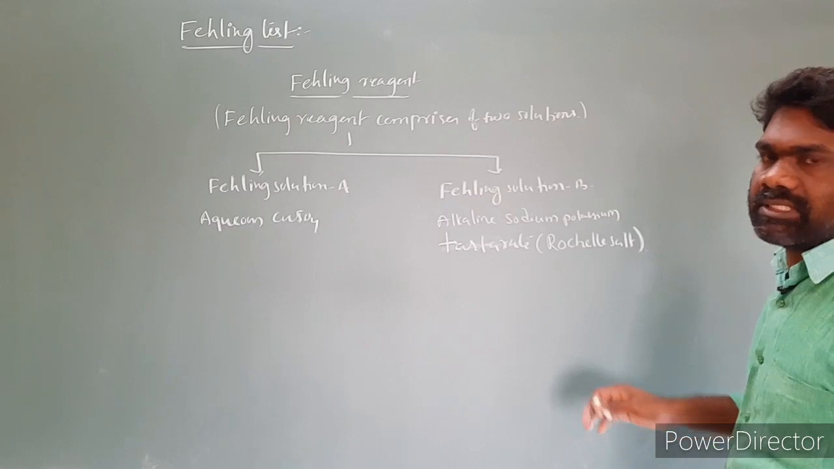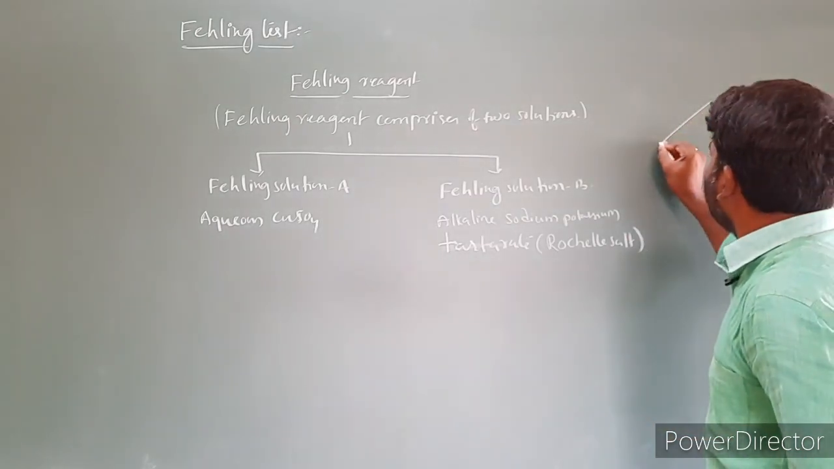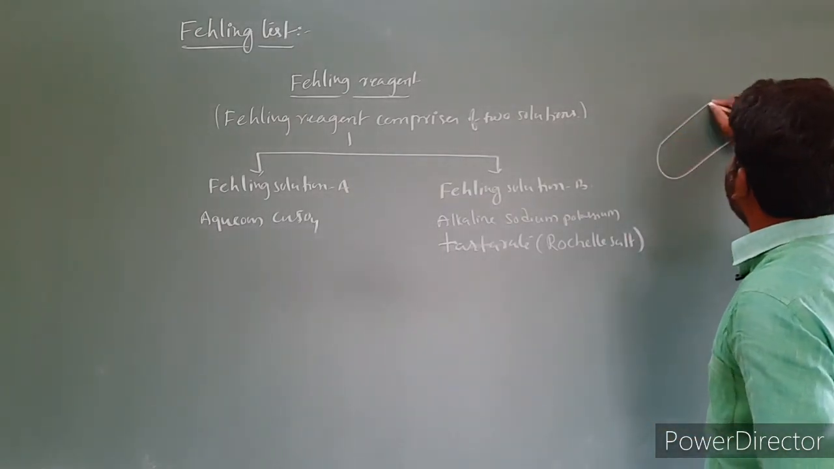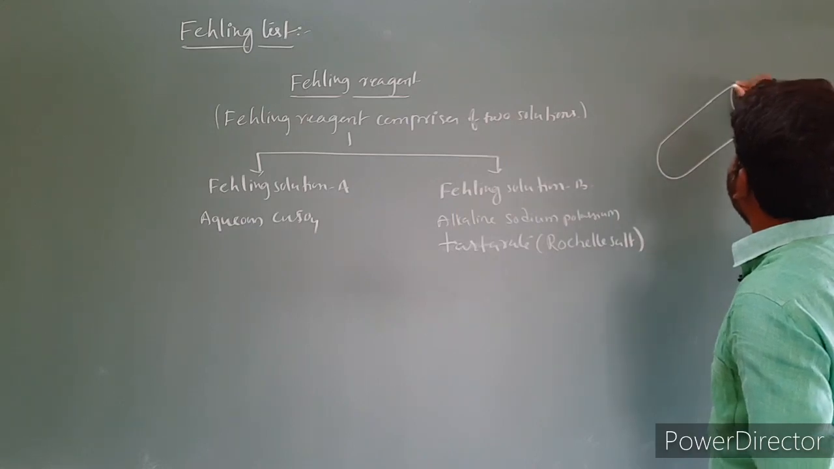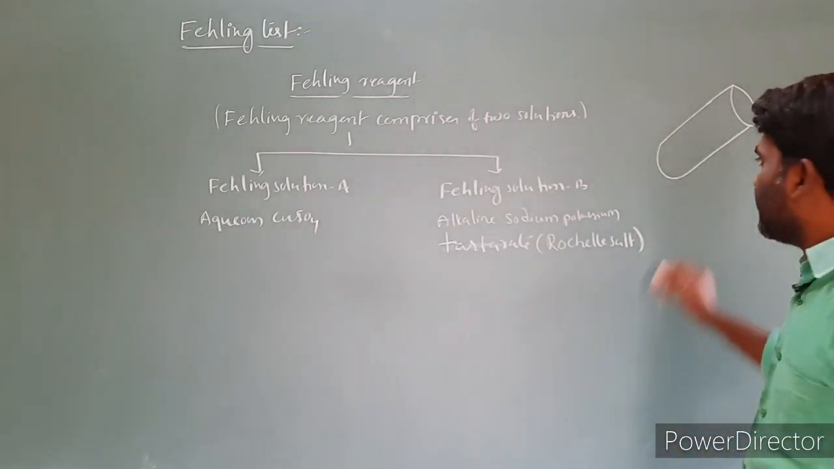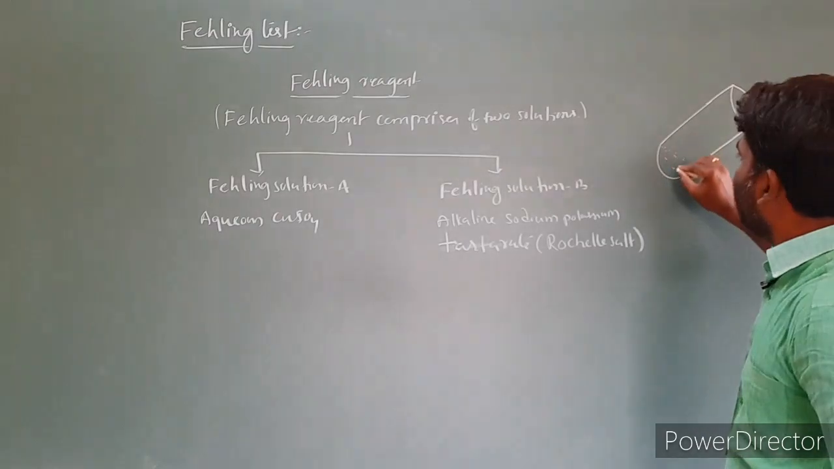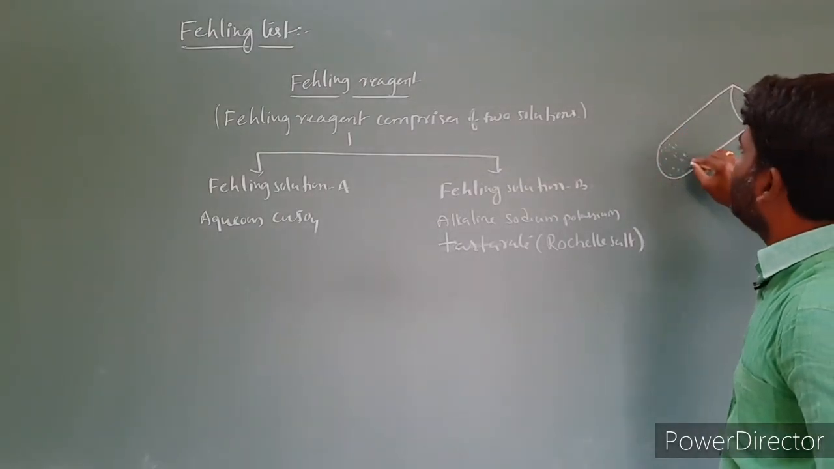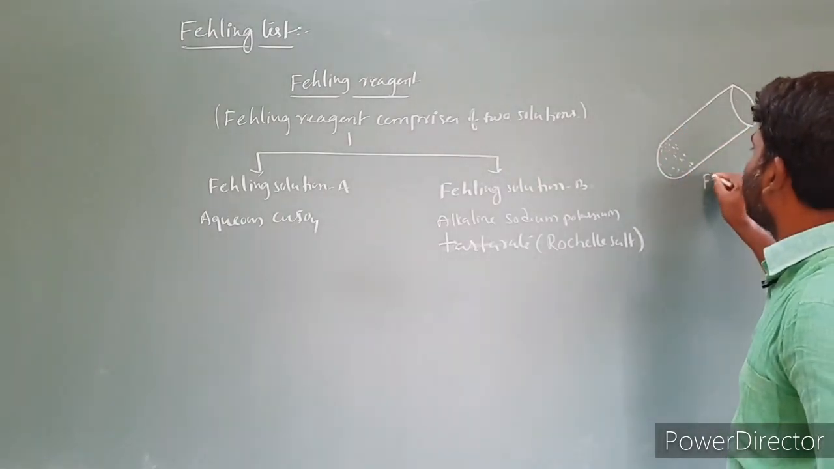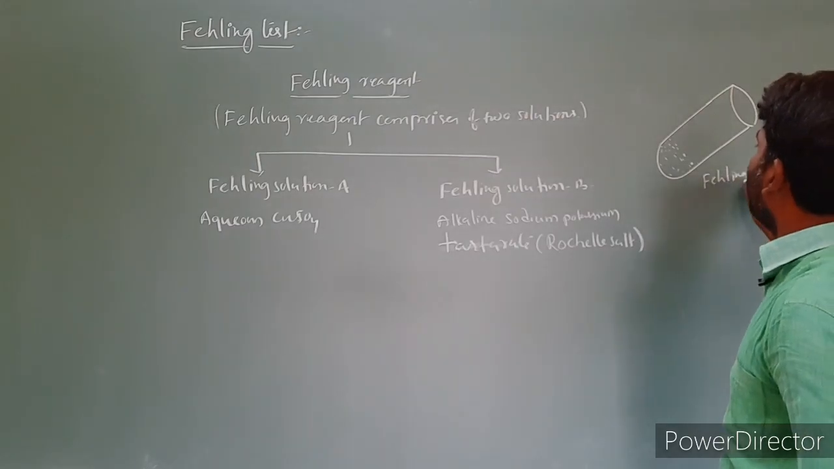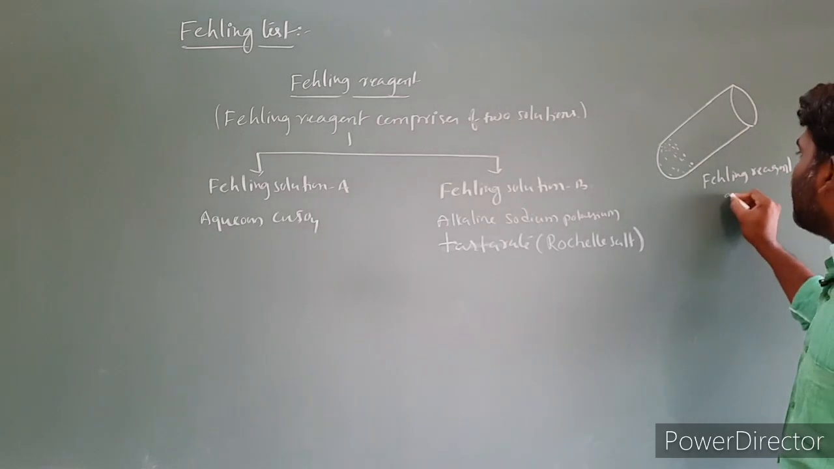How do you perform this test completely? First we have to take a test tube. In the test tube we take Fehling reagent and aldehyde together.